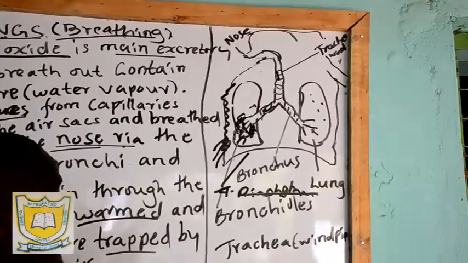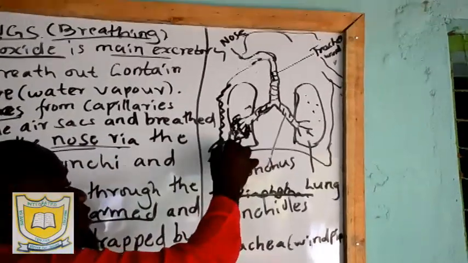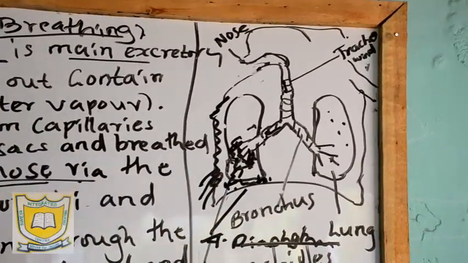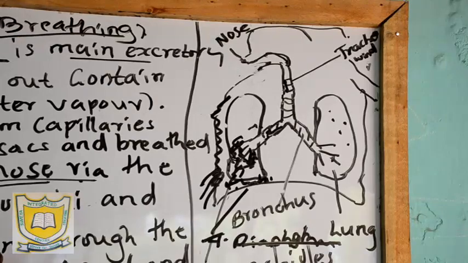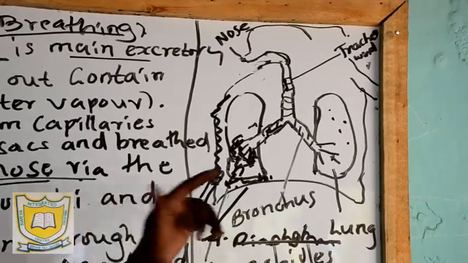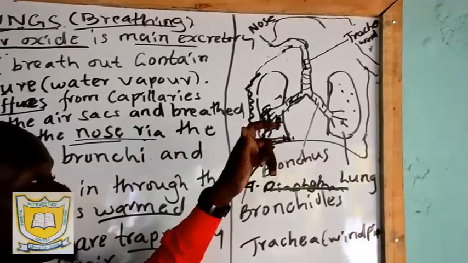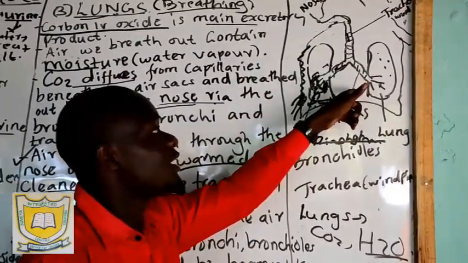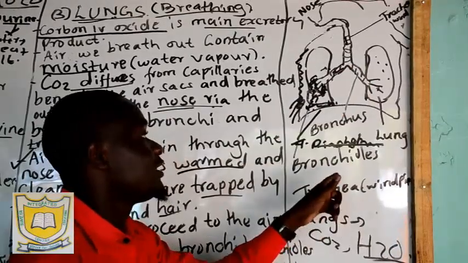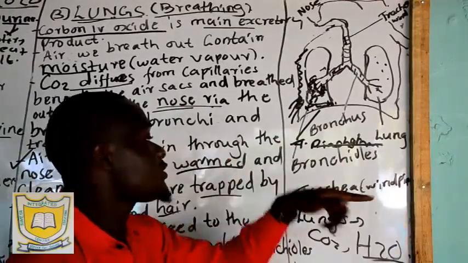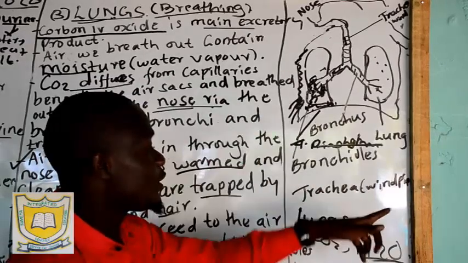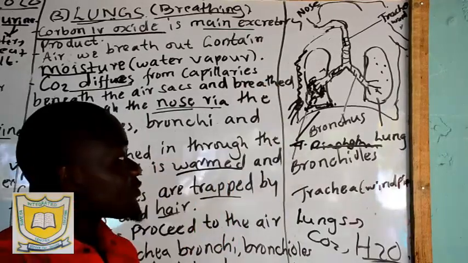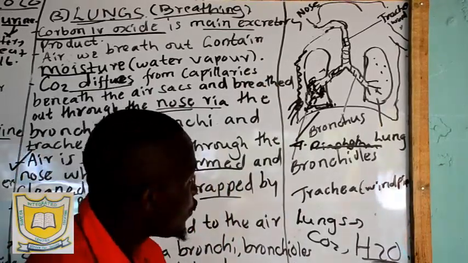After entering the air sacs, it now diffuses to the blood capillaries. After diffusing to the blood capillaries, in the circulatory system we talked about the pulmonary vein, which carries oxygenated blood from the lungs to the heart. After blood reaches the heart, it is pumped by the left ventricle through the aorta. The aorta carries oxygenated blood, that is blood with oxygen, to all body parts.